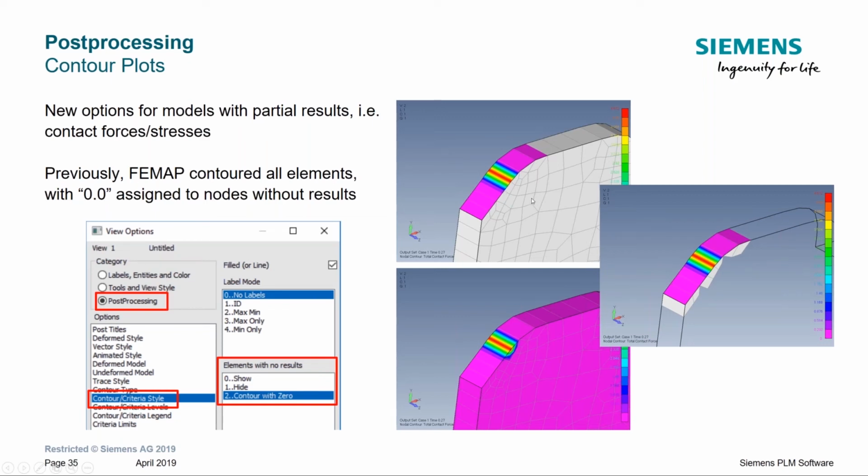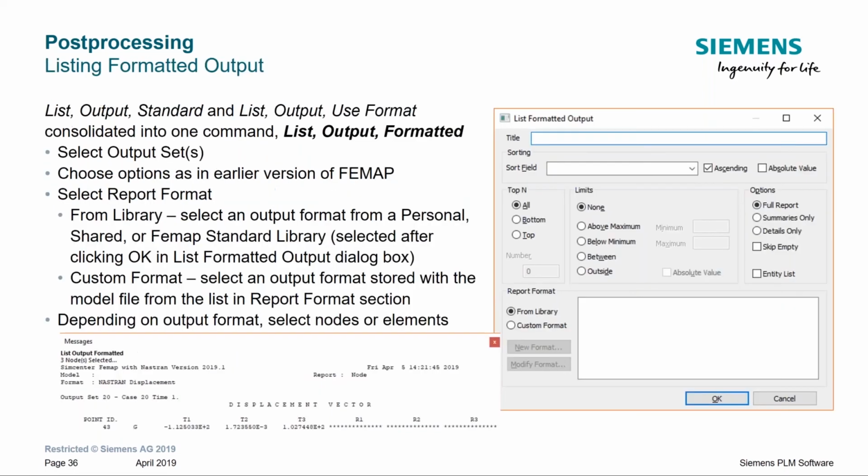This upper left one is showing the elements with no results. This one is hiding all the elements with no results. And then the third one is basically contour elements with no results as a value of 0. So that's a new option in post-processing.